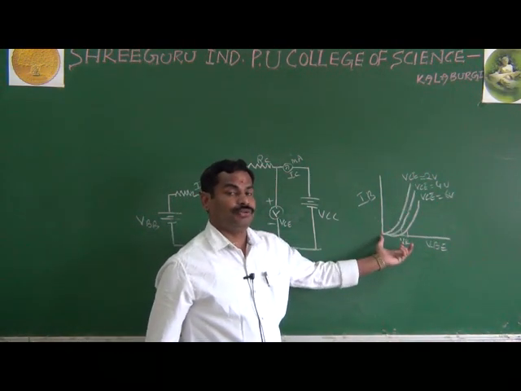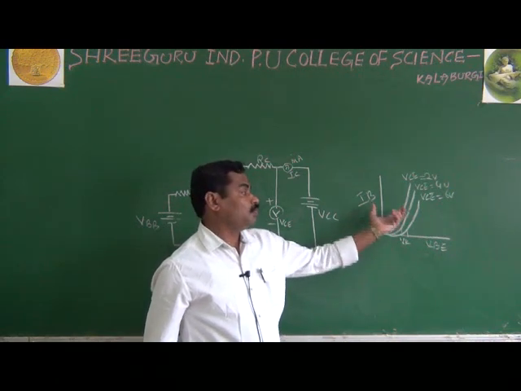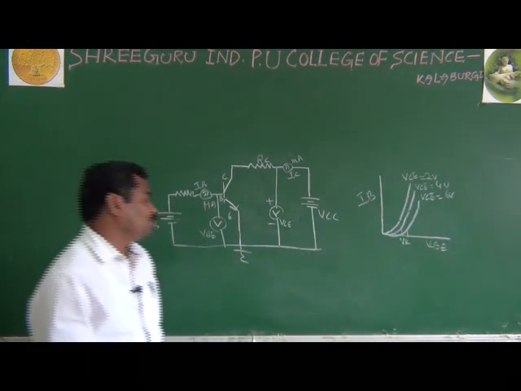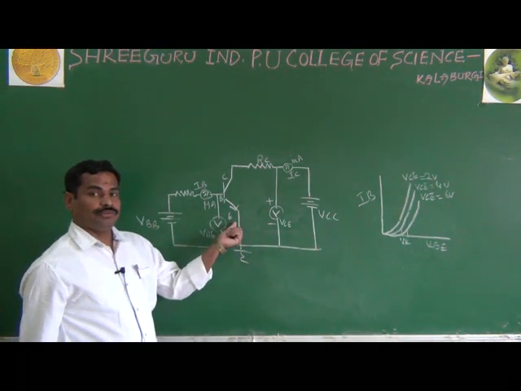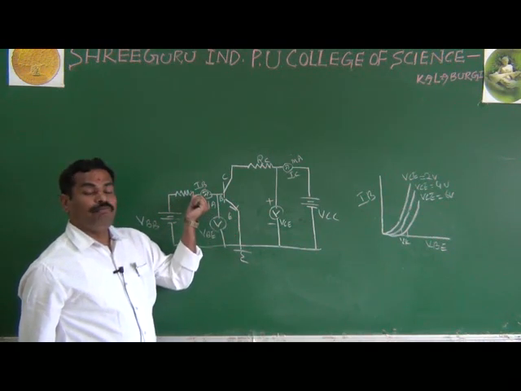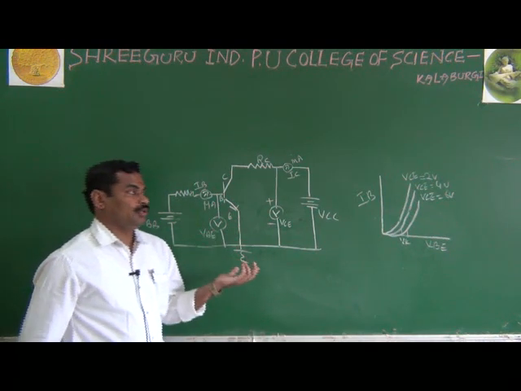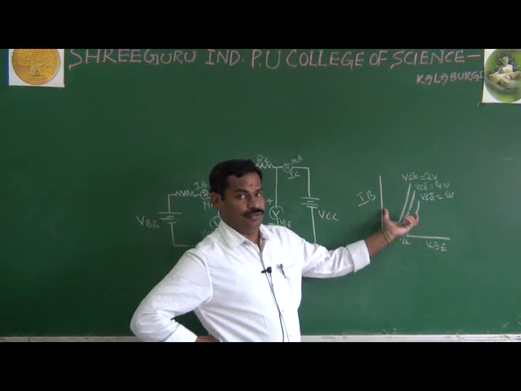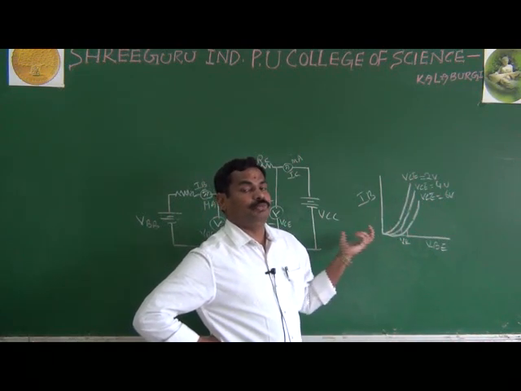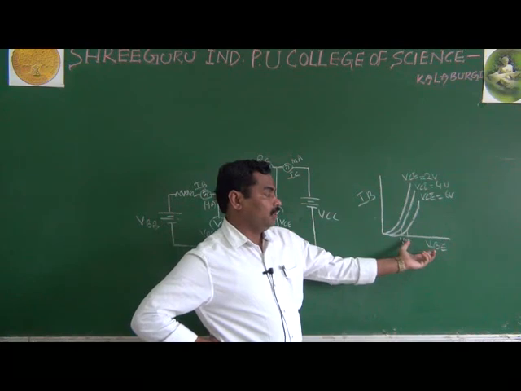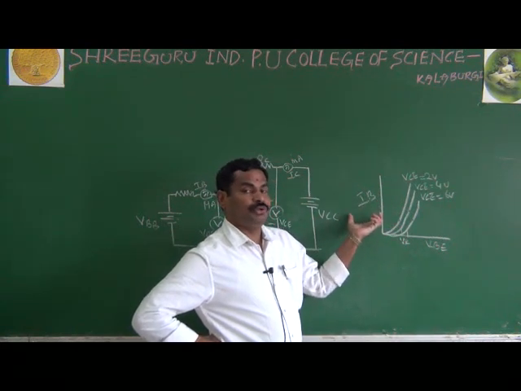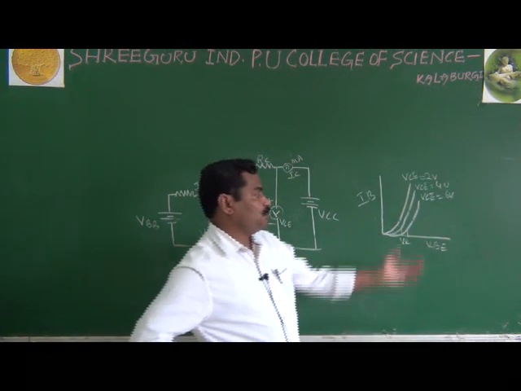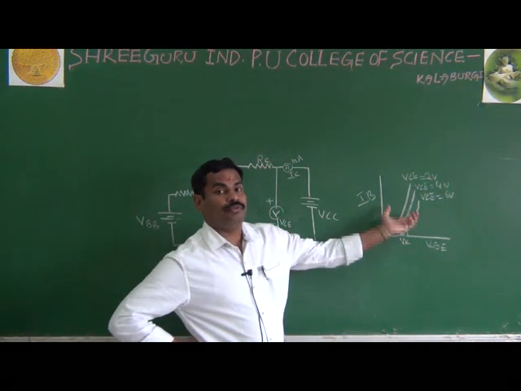The graph resembles the forward bias diode, because as we know already, in the input side we have the diode in forward bias, that is the base emitter section. That's why the graph is similar to the forward bias diode. The first important point in the input characteristics: you vary the input voltage and note the corresponding input current while fixing the output voltage. Second point, the graph is similar to the normal diode in forward bias.